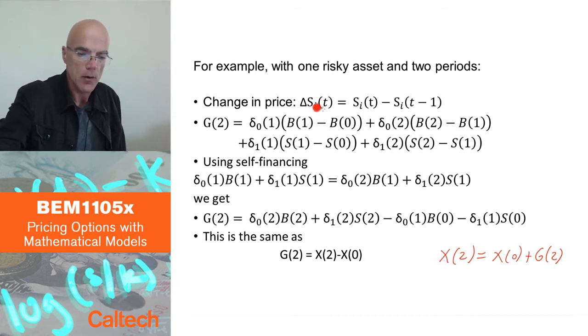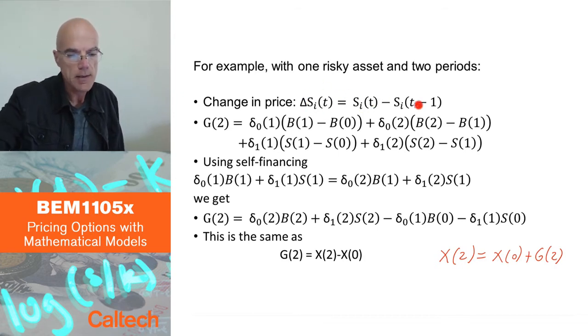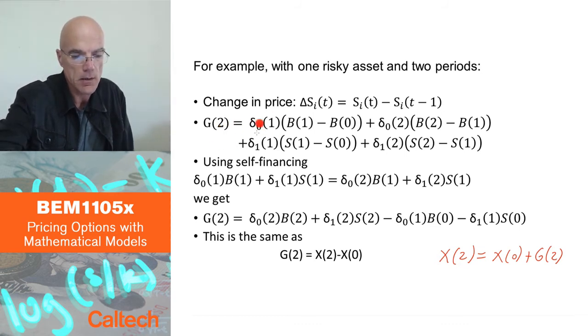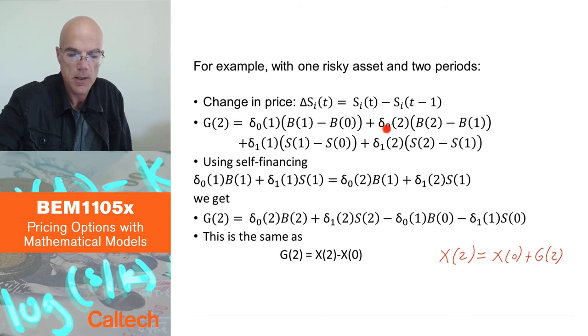This is just reminding you how we define the change in price. So g of 2 by definition is going to be the deltas during the first interval. So this is in the bank account: delta 0 in the first interval times the change in bank price in the first interval, plus delta 0 during the second interval, so money in the bank during the second interval, times the change in bank account during the second period. Plus, and these are the changes in stocks, right? Number of shares in stock during the first period times change in price during the first period, plus number of shares in stock during the second period times change in price during the second period.